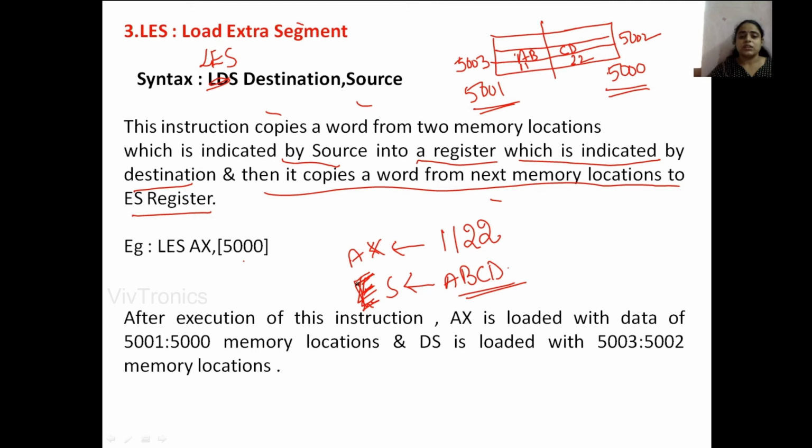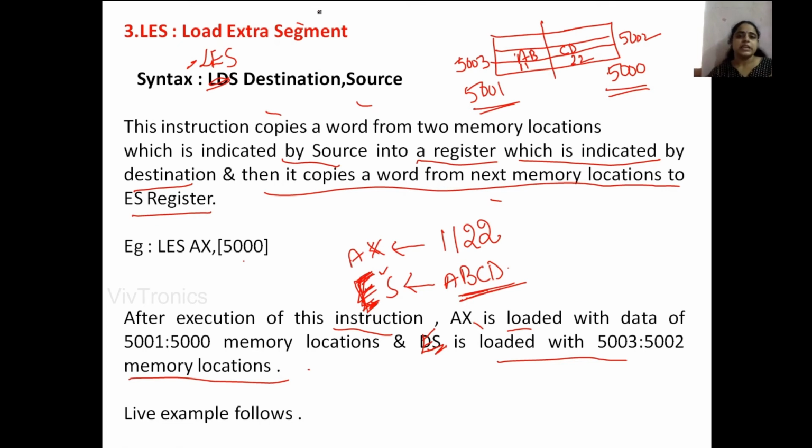The purpose of these instructions is to copy the effective address. So we can load our data segment and extra segment values like this. After execution of this instruction, AX is loaded with the data of 5000 and 5001 memory locations, and the extra segment is loaded with 5003 and 5002 memory locations. Excuse me for the mistakes that I have made. Okay. So we are going to see small and simple programs on these LEA, LES and LDS instructions with emulator software.